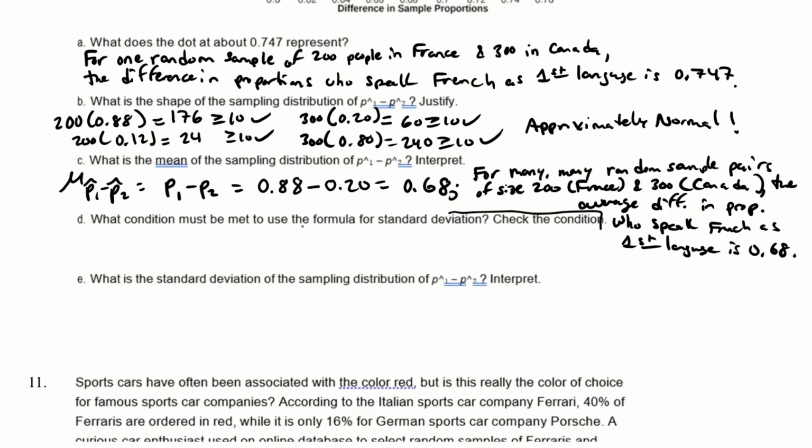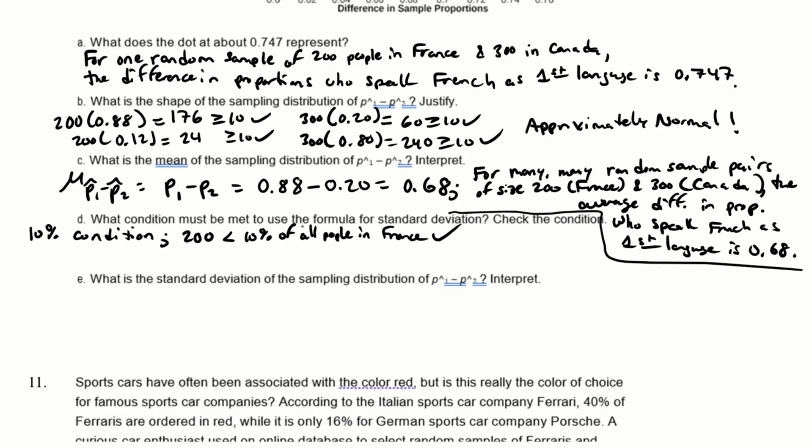Okay, so what condition must be met to use the formula for standard deviation? Okay, so it's the 10% condition. And we're going to go ahead and check the conditions. So we got to check it for all of them. There's 200 people in France that they selected. That's less than 10% of all people in France. And then the next one, 300 is less than 10% of all people in Canada.